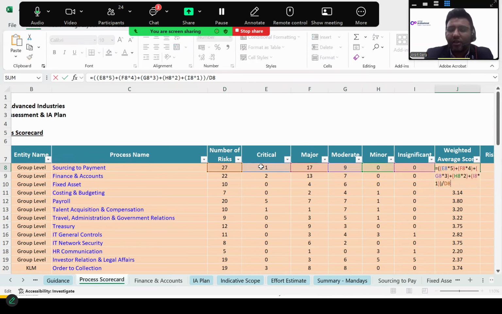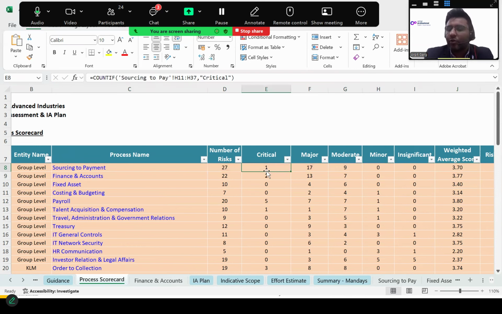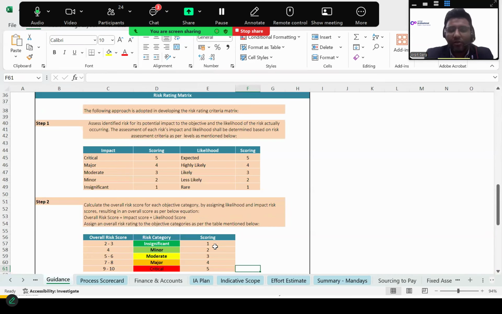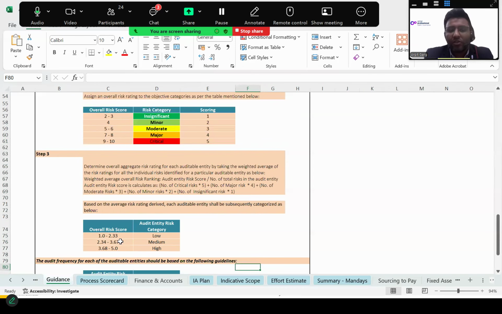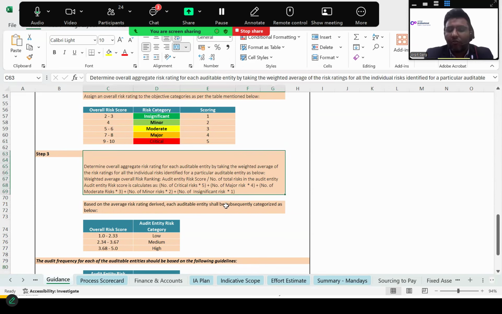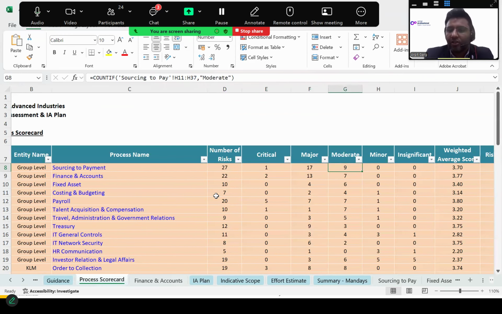Weighted average score, how does it come? For a critical risk, what was the weightage given in the guidance note? Can anyone tell me what the critical risk weightage is? It is 5. Similarly, major risk 4, moderate risk 3, minor risk 2, and insignificant risk 1. Right? So we'll have to give a weightage. Let's take an example here.